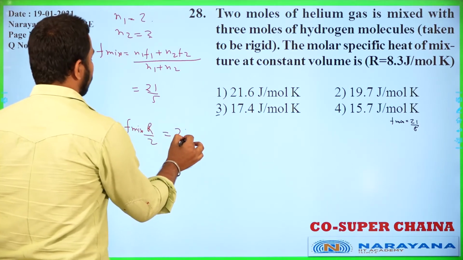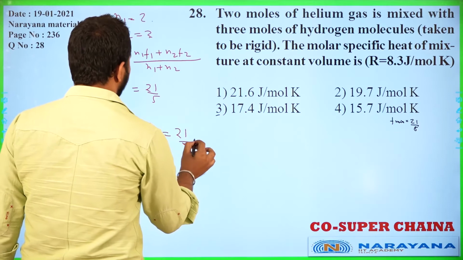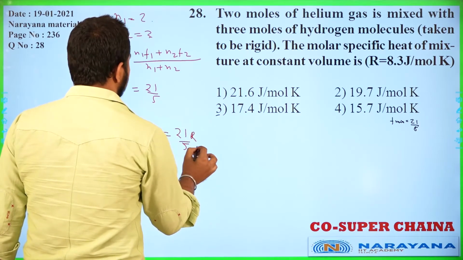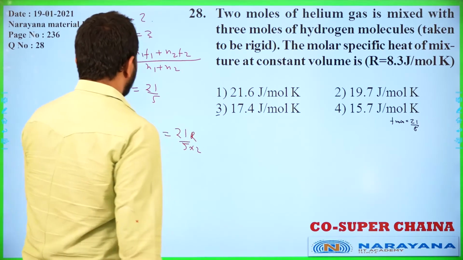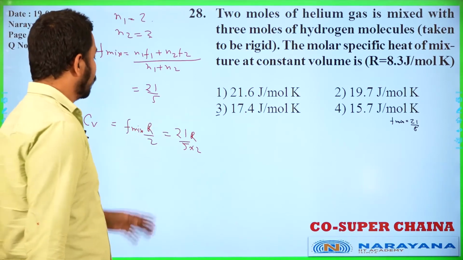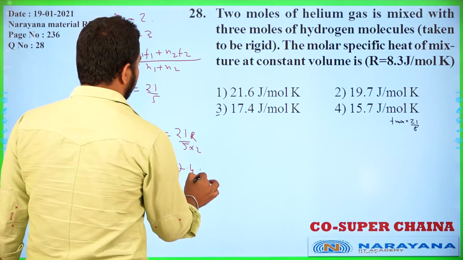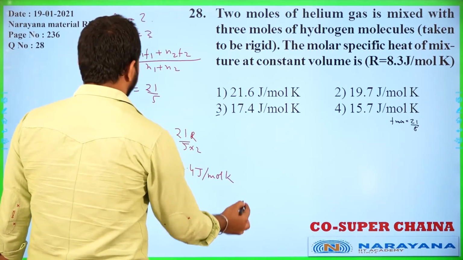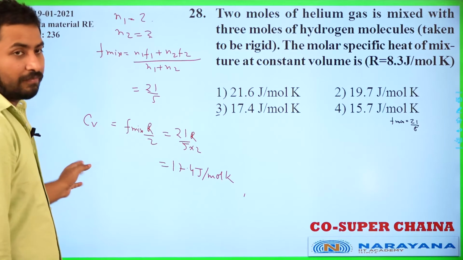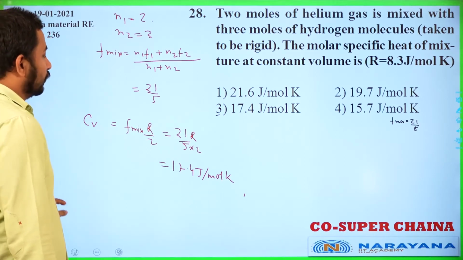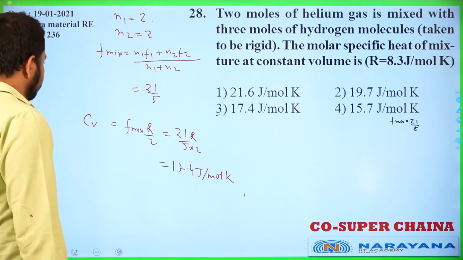So it will be 21 by 5 into R by 2, F mixture into R by 2 here. If you simplify this value, it will be coming as 17.4 joule per mole Kelvin. This is what you have to do here. So let's proceed to the next one now.